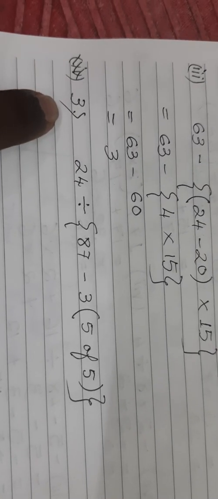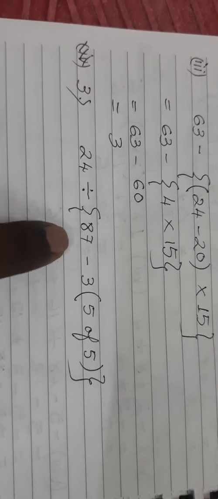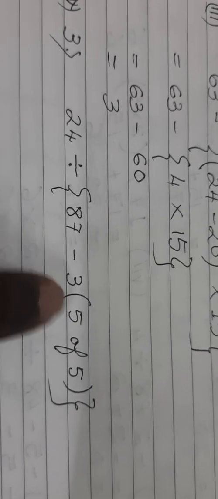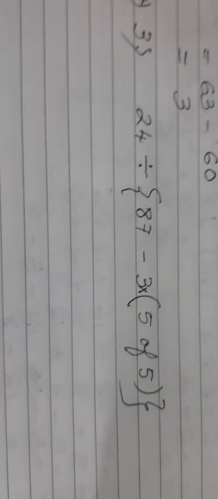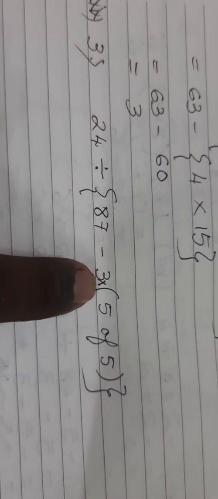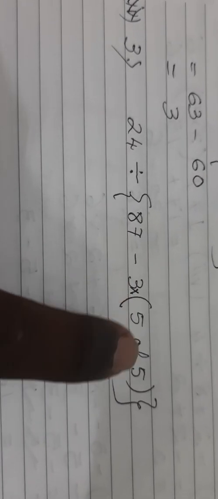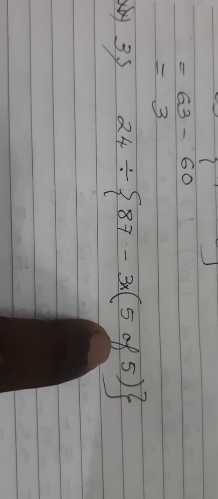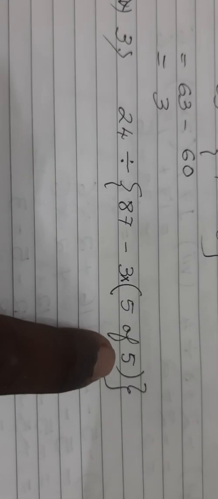So question number 3, we have 24 divided by second bracket. Within the second bracket you have 87 minus 3. Now you notice one thing: between 3 and the first bracket there is no symbol. If there is no symbol, the default symbol will be multiplication. So I have written a multiplication symbol over here to avoid any kind of confusion. So 3 multiplied by first bracket 5 of 5. Now this is the first time where this operation of is used. Of is a kind of multiplication only. So 5 of 5 means 5 multiplied by 5.